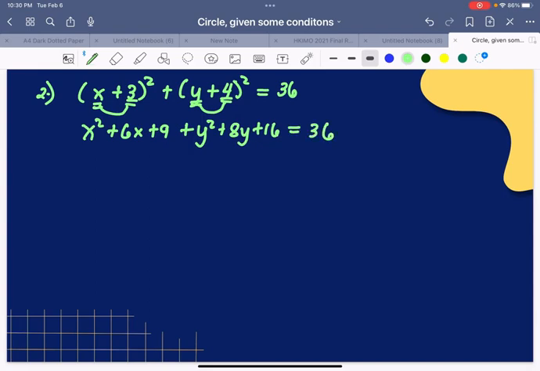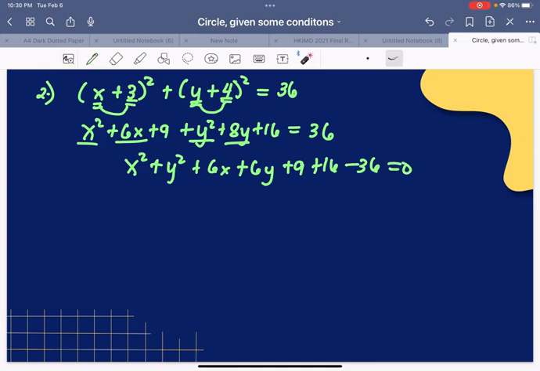So let's arrange the terms according to the general form. So x squared, ito yon. Sunod ay y squared. Susunod sa y squared ay itong 6x. Sunod sa 6x yung may y, plus 6y. And then 9 plus 16 minus 36 equals to 0. So we transform 36 to the left side of the equation. That's why it becomes negative 36.